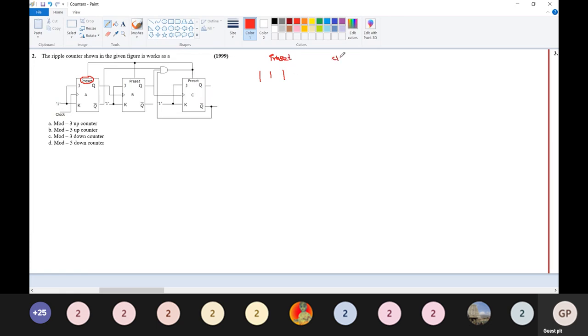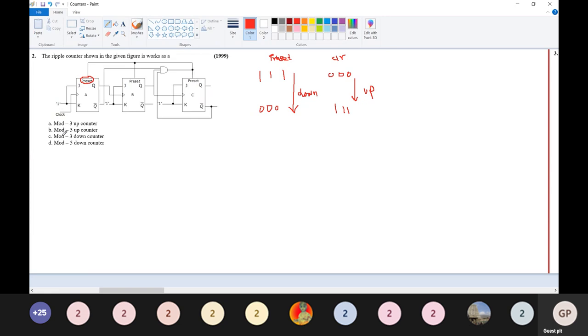When clear is given, the counter resets to 0, 0, 0. When preset is given, your counter sets to 1, 1, 1. So when the counter has a preset input, the count starts decrementing from 111 to 000, so it will be a down counter. And if a clear input is given, your counter will be incrementing from 000 to 111. That means it is an up counter. If preset is given, it is a down counter.